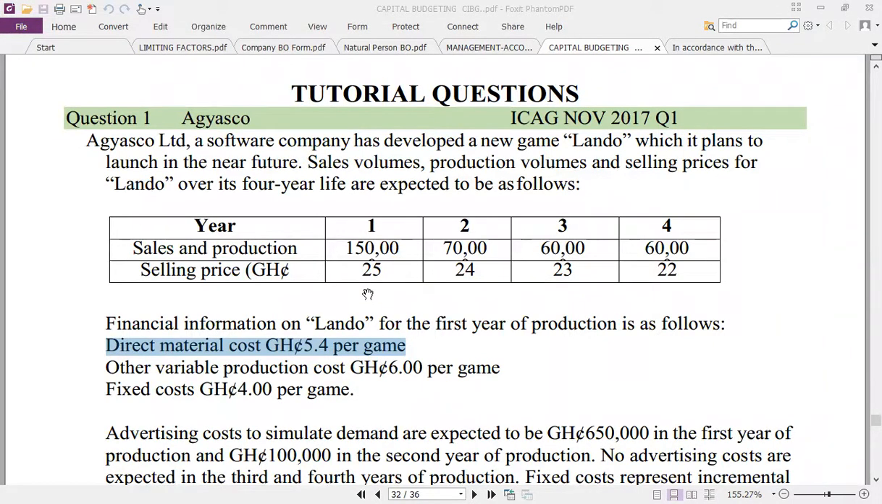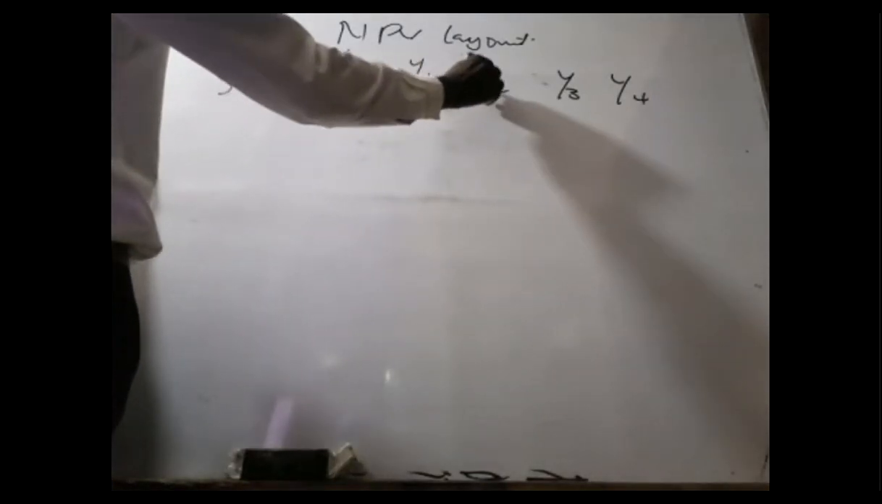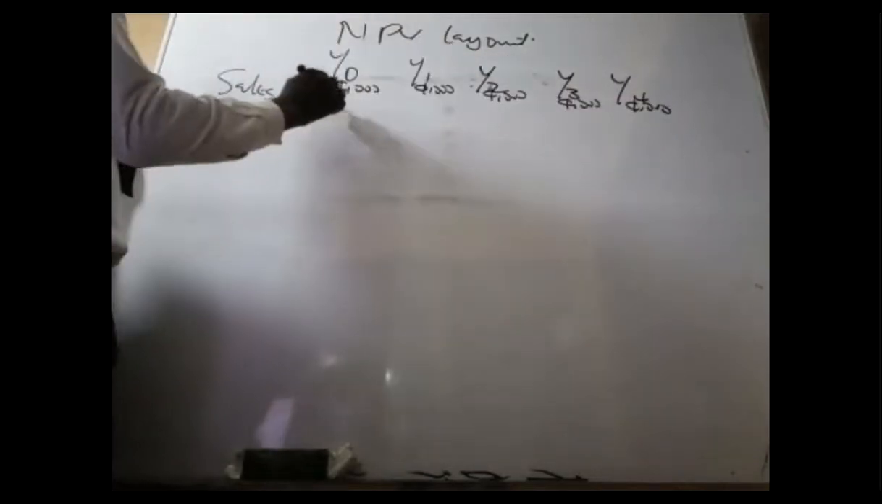So let's see something in here. We will start from sales. Kindly join me with the calculations. So first year sales, 150,000 by 25. Let's create 3 zeros. So that should give us 3750, right? We are reporting in thousands of cedis. So this one gives us 3750.